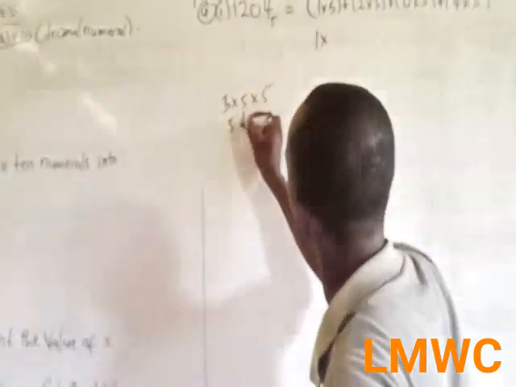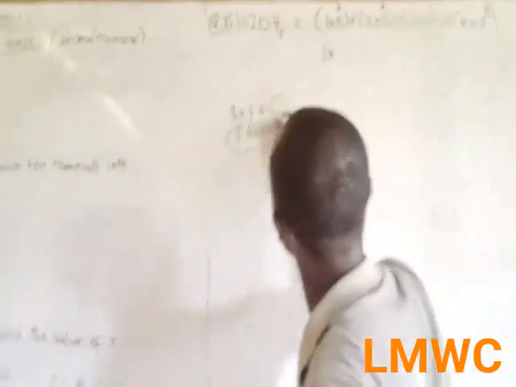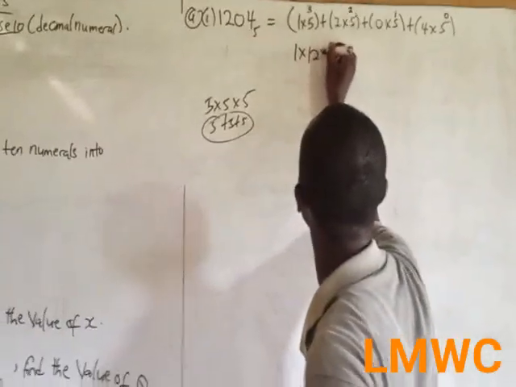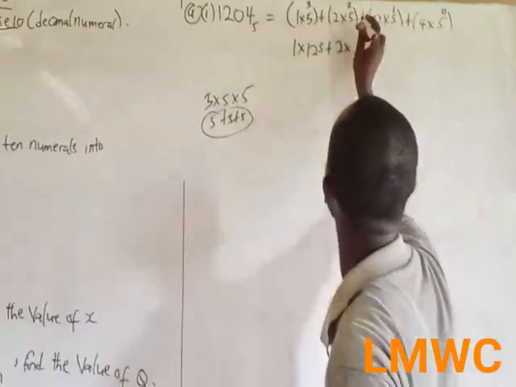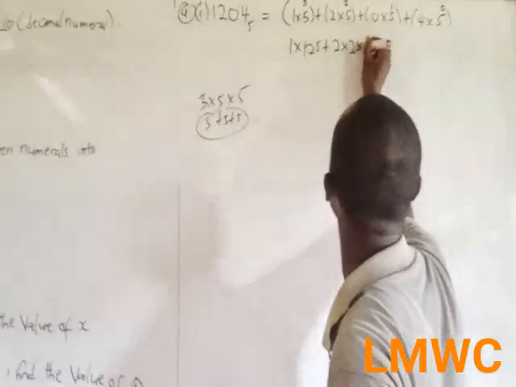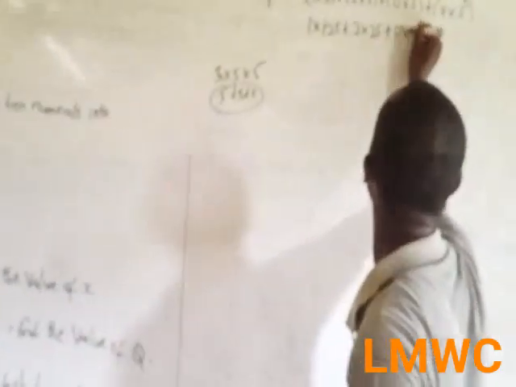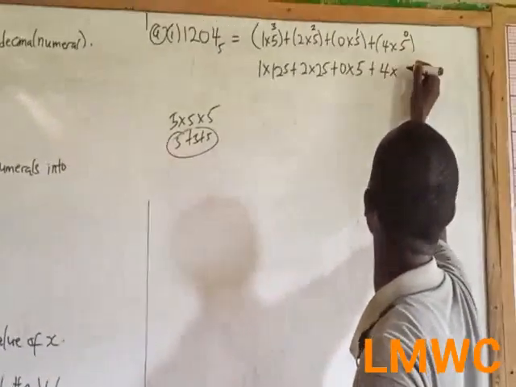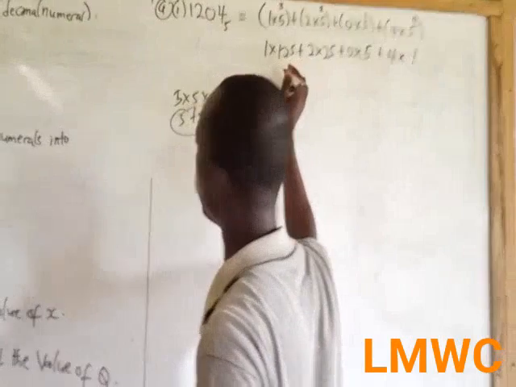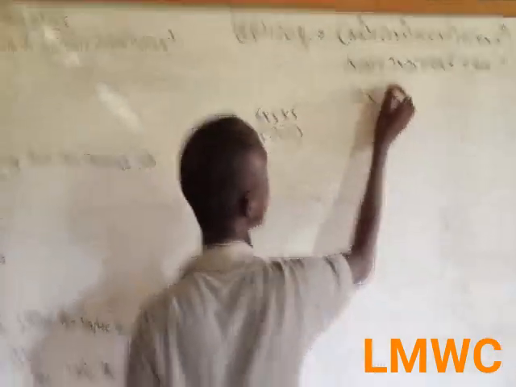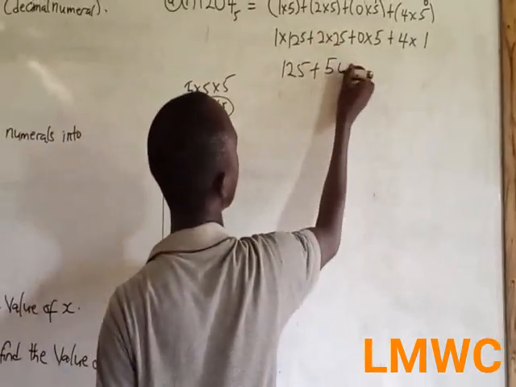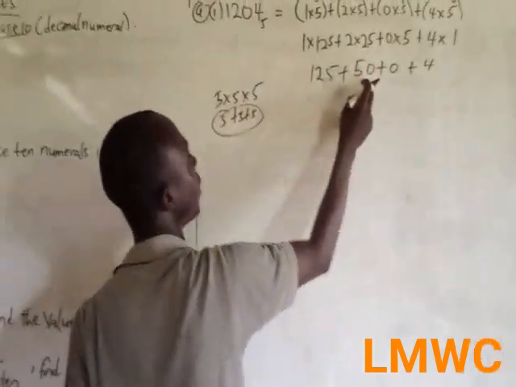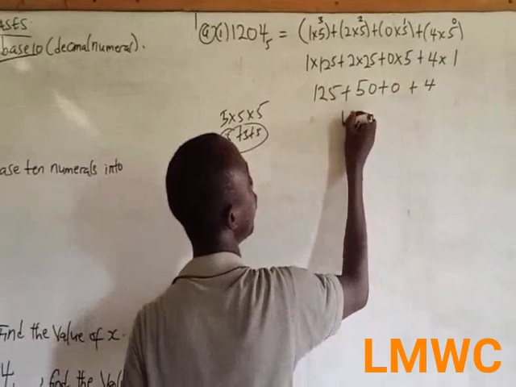It's not 5 plus 5 plus 5. This is wrong. So 5 times 5 is 25, times 5 is 125. Plus 2 times 5 raised to the power 2, which is 25, plus 0 times 5, plus 4 times any number raised to the power 0, which is 1. So 1 times 125 is 125, plus 50, plus 0, plus 4. 125 plus 50 is 175, plus 4 is 179.